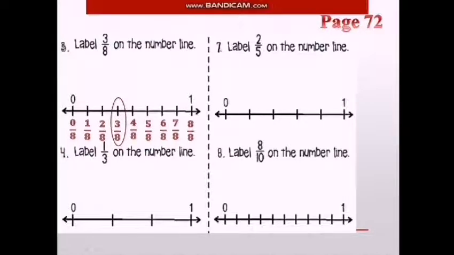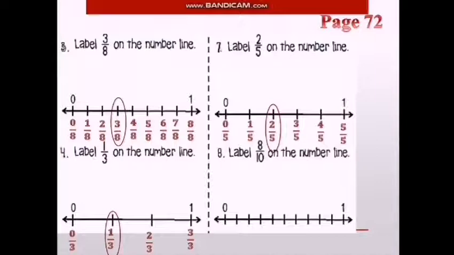Here he wants to label 2/5. So we will start from 0/5, 1/5, 2/5, 3/5, 4/5, and 5/5. Where is 2/5? 2/5 is here. We will make a circle on it. Here he wants to label 1/3. So I will start from 0/3, 1/3, 2/3, 3/3. Where is 1/3? 1/3 is here, so we will make a circle on it.